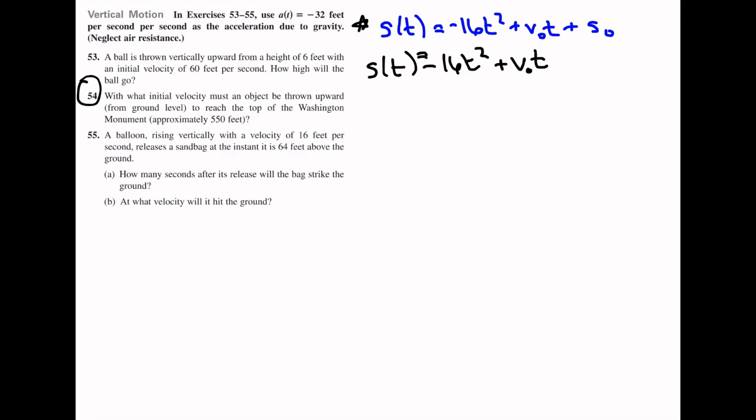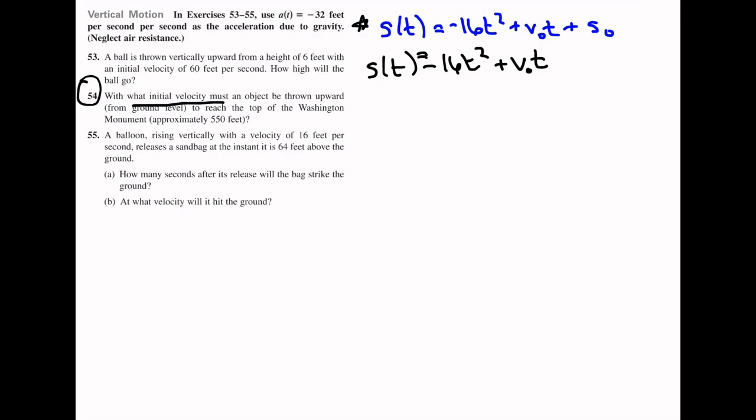Okay. If you were thinking you were going to put 550 in for your initial velocity, that's a good thought, but that's not going to be your initial position. It's a good thought, but that's not your initial position. That's where you want to end up. And also, we don't know the initial velocity. That's actually the question, with what initial velocity?